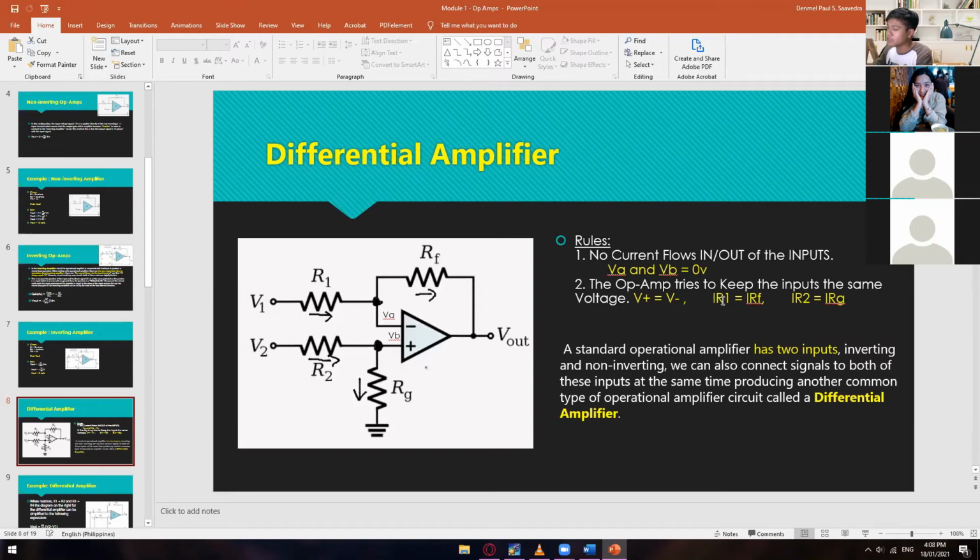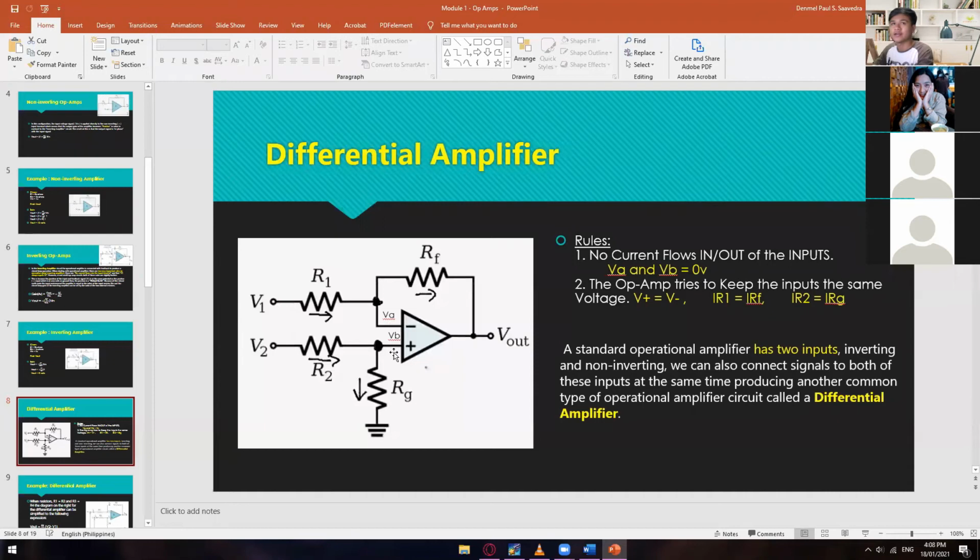So whatever is also the input of your IR1, so you can see right here, this one is your IR1, is equal to your current on the IRF. Okay? The same with the IR2. Whatever is the current on this resistor will be your current also on the IRG. But then again, if you're going to take a look on this one, we don't have any currents that flow in these two inputs, V sub A and then V sub B.